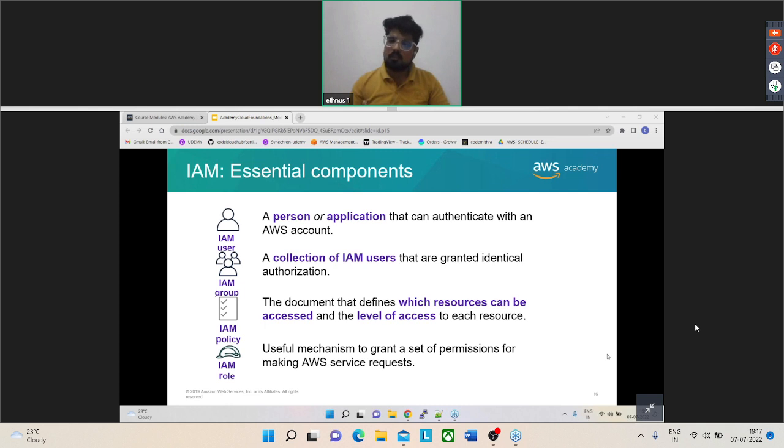Now the fourth pillar is your IAM role. It is a useful mechanism to grant a set of permissions for making AWS service requests. Actually, an IAM role is a temporary role. The main functionality of an IAM role is to connect two AWS resources, and these are temporary roles.